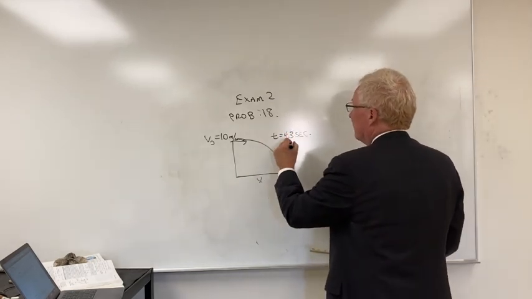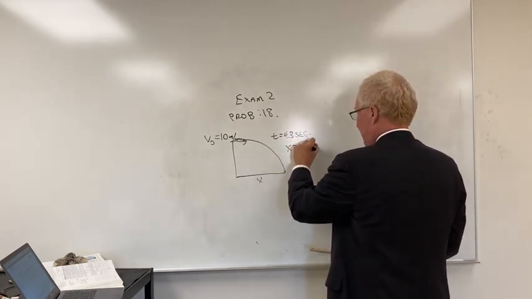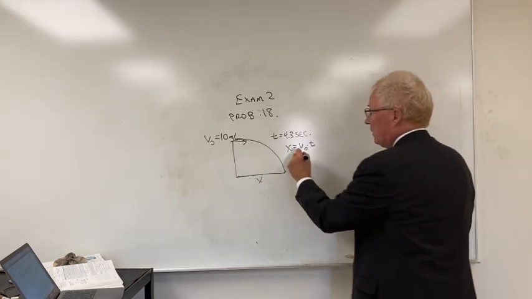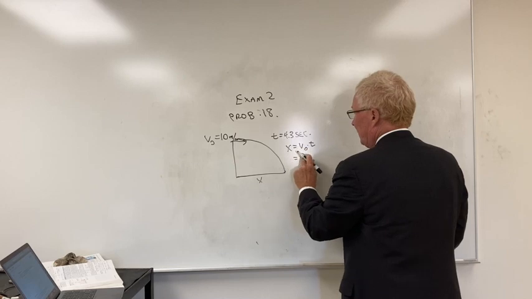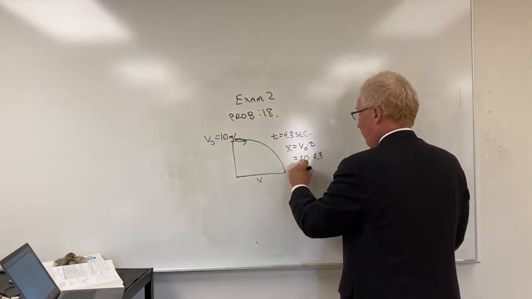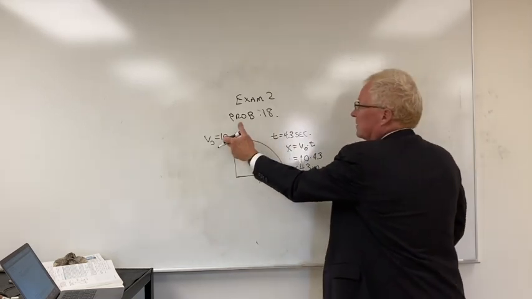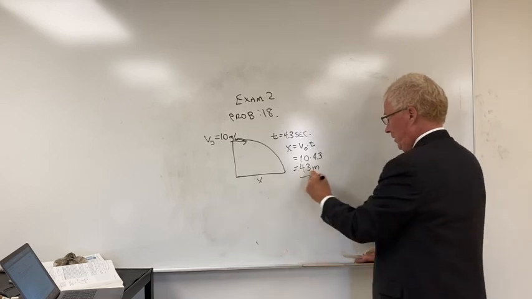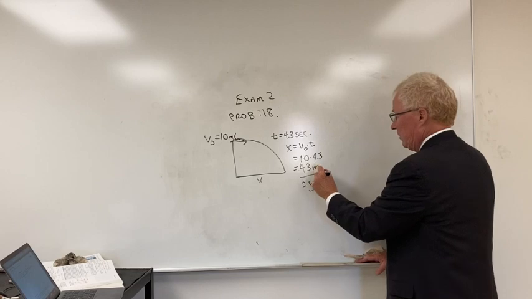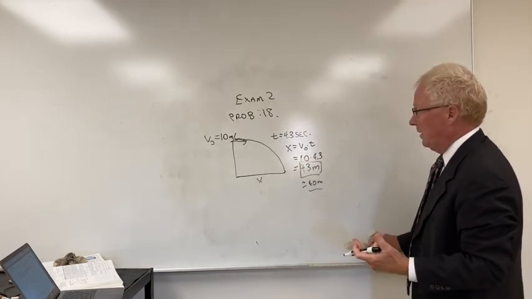X is going to be V naught times T, because in the X direction there's no acceleration. This would be 10 times 4.3, which is 43 meters. Some of you said, because this is technically one significant figure, some of you then rounded it to 40 meters, which is perfectly correct. So the answer would be 43. All right, so that's problem 18.